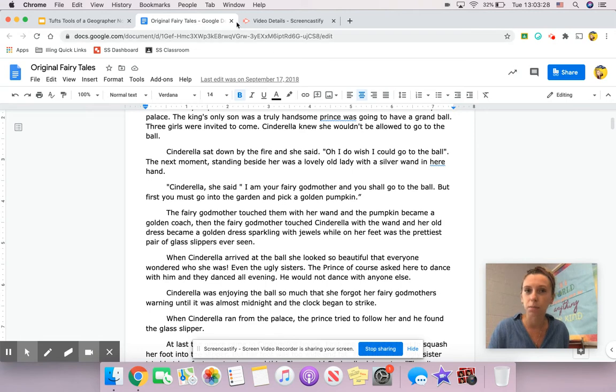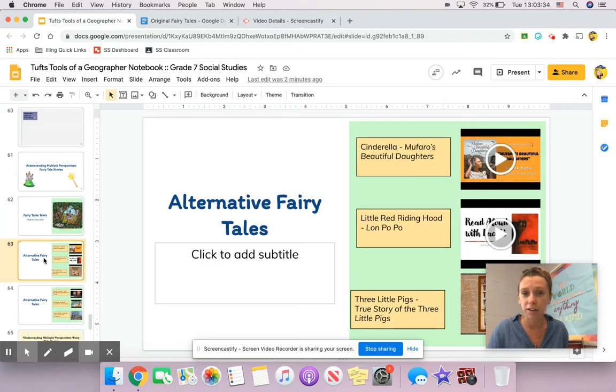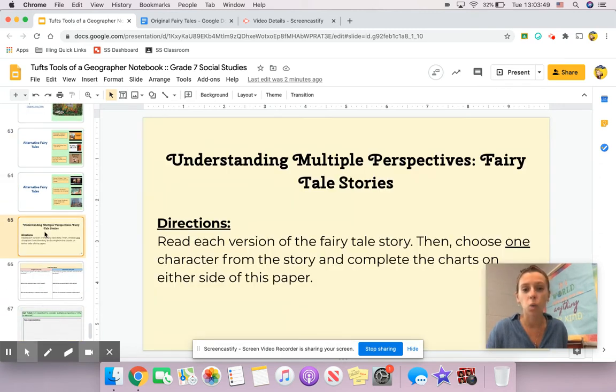But there's a different perspective on this story too. If you go back to the slides, you'll see I have alternative fairy tales. Right here, I have a different version of the Cinderella story that portrays it differently. What you need to do is once you've chosen your fairy tale, read both versions. I want you to then pick one character. So maybe I would do Cinderella since she's the main character of what I read. And I want you to compare and contrast how Cinderella is different in each version.